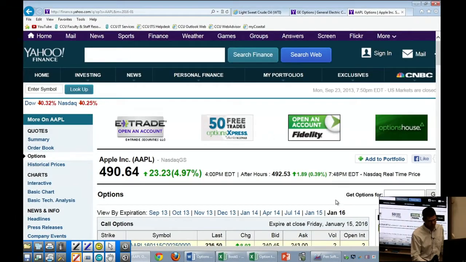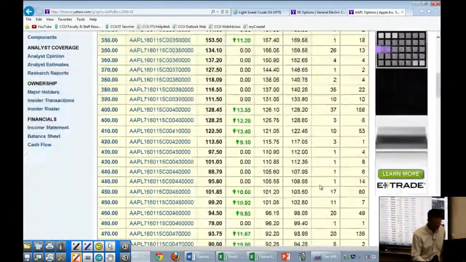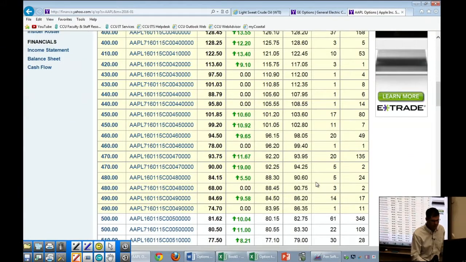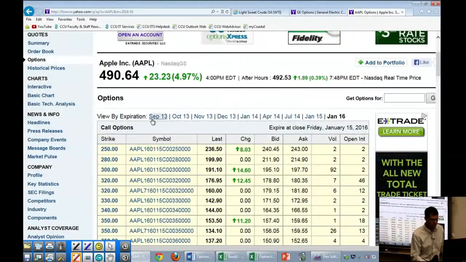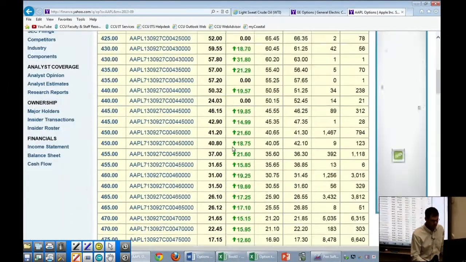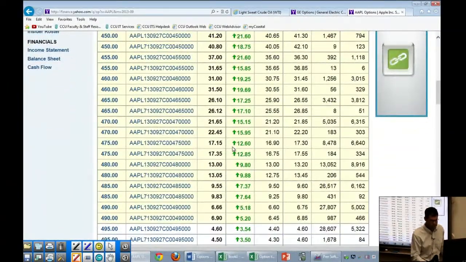All right, this is January 16th. That's even farther out. 480. All right, 90 bucks. And down to 480 here, and we're at $13. Right? So it's much higher.